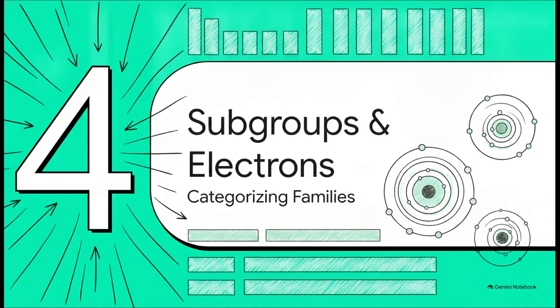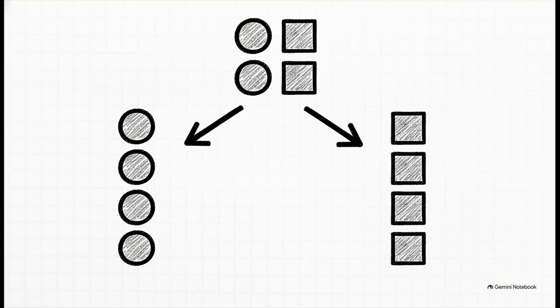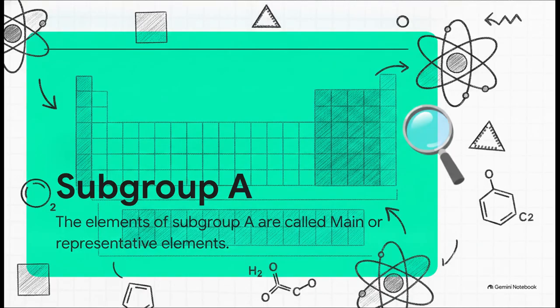Section 4, Subgroups and Valence Electrons. To further classify these 18 vertical families, we're going to zoom in a bit. The groups are divided into 2 distinct subgroups, Subgroup A and Subgroup B, based on those similar properties. This really helps chemists categorize exactly how these elements behave and interact with one another out in the real world. Elements falling into subgroup A are called the main or representative elements. You can think of these as the elements that follow the rules most predictably. They're basically your classic examples of how chemical properties should behave, representing the standard, predictable trends of the table.